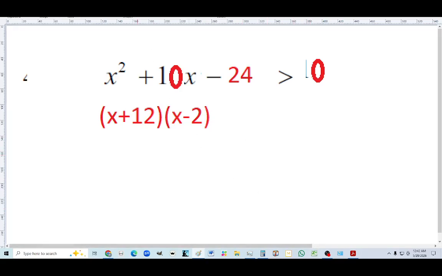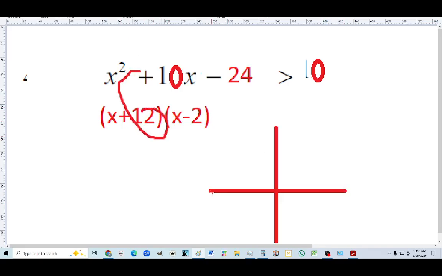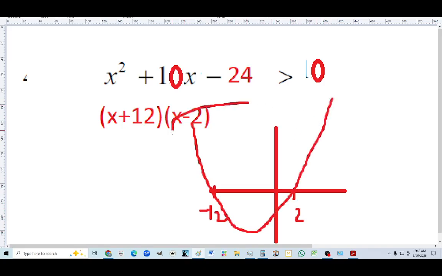So that tells me that for this thing that we've just done, I have a graph that would look like this. Here's the Cartesian graph. We would have an x-intercept that's opposite the positive 12, so minus 12, and opposite the minus 2, so positive 2. And it tells me this is upward facing. So we're talking about a graph like this. When is this graph above the x-axis? Well, it's from this point way to the left forever, and from this point way to the right forever.